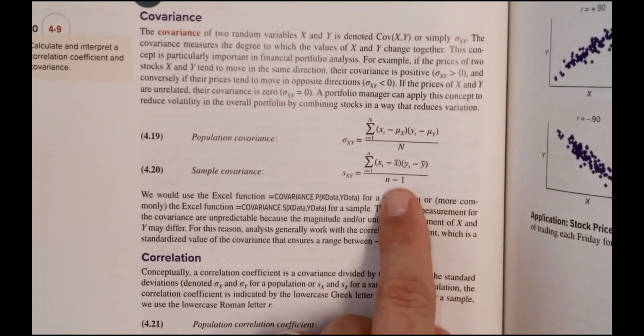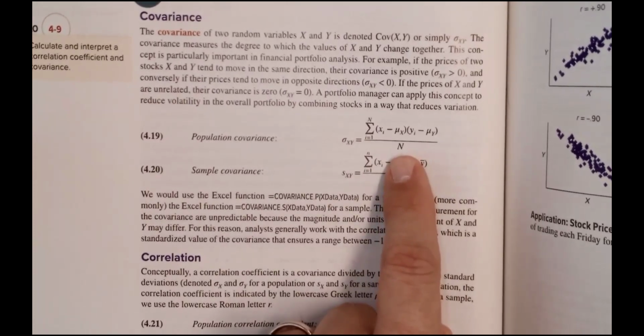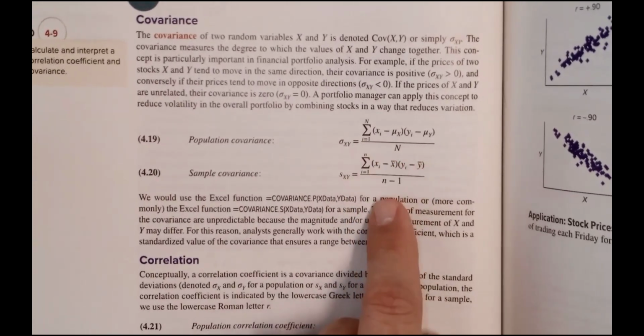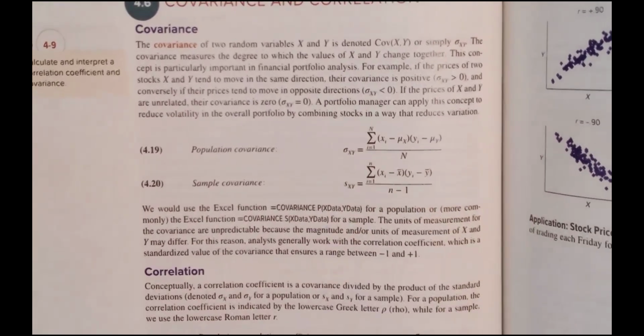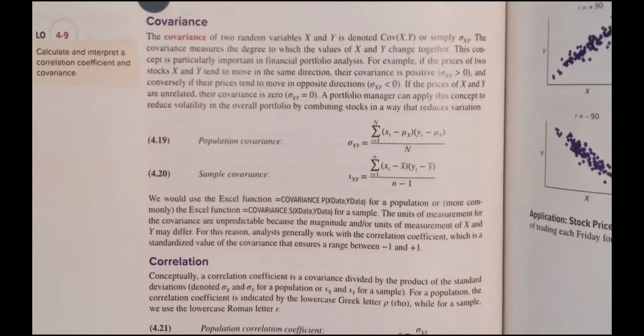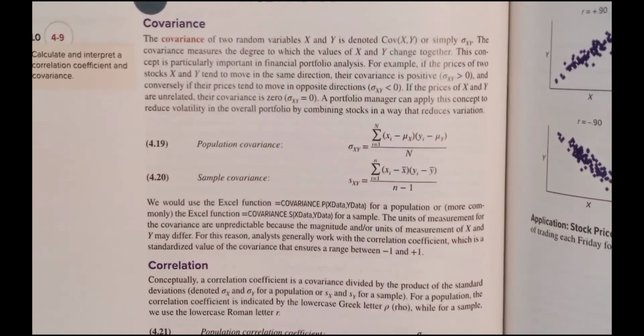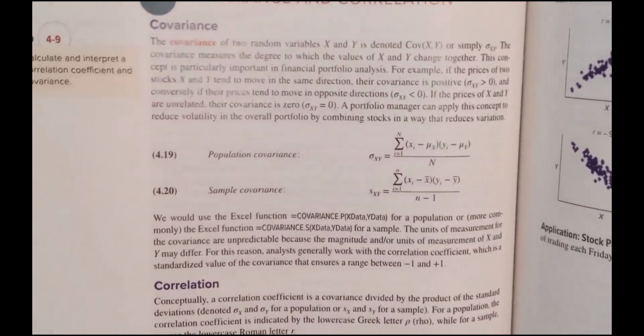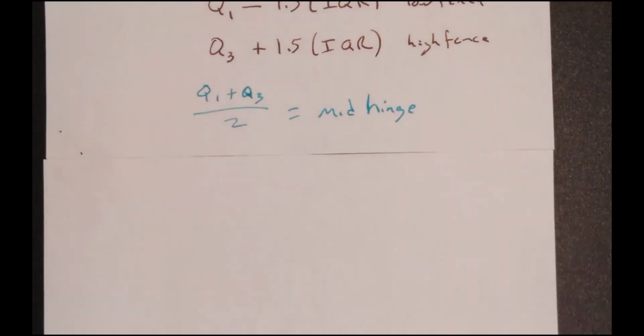This is for a sample, and this is for a population. That only changes what you're dividing by. We're never, ever, ever going to do this by hand. But if I take that covariance, I can create correlation. Now, the word itself is the important part. Correlation. Are they related to each other?